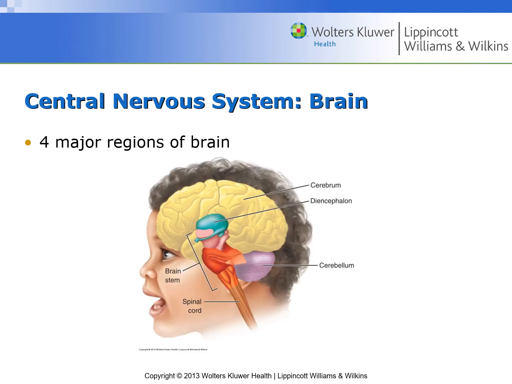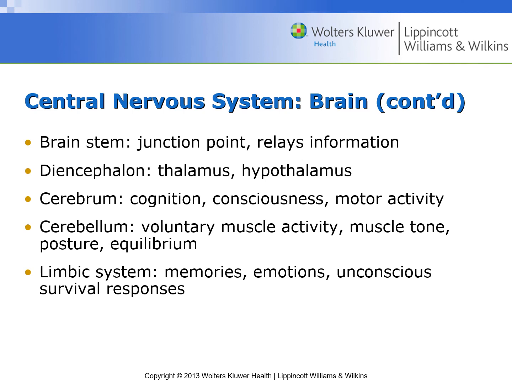And here we see illustrated the four major regions of the brain. Beginning most superiorly, we see the cerebrum, followed by the diencephalon, we see the cerebellum, and we also see the brainstem. The brainstem is the junction point between the brain and the spinal cord, relaying information. The diencephalon consists of the thalamus and the hypothalamus.